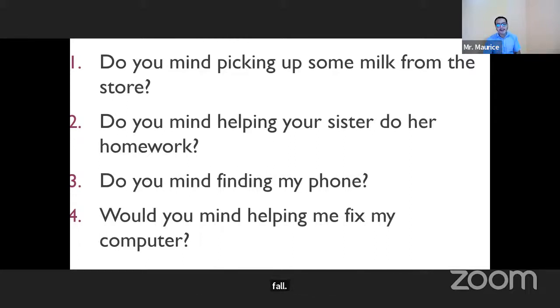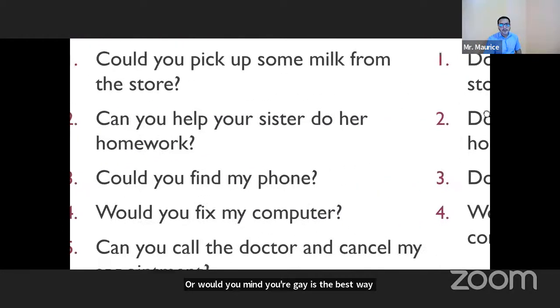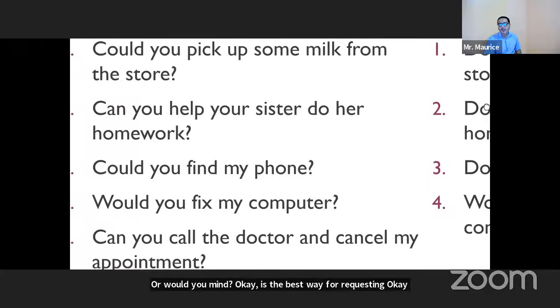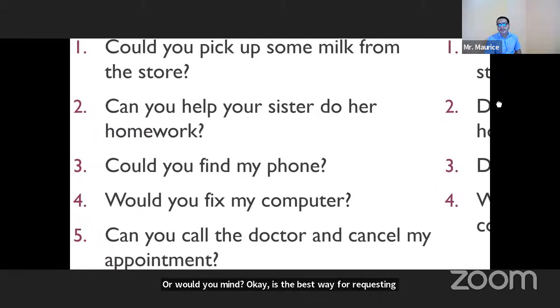Would you mind helping me fix my computer? ¿Te importaría ayudarme a reparar mi computadora? Okay, so with do you mind or would you mind, okay, is the best way for requesting. Okay, esto está bien para lo requesting, lo que usted ve aquí en este momento.